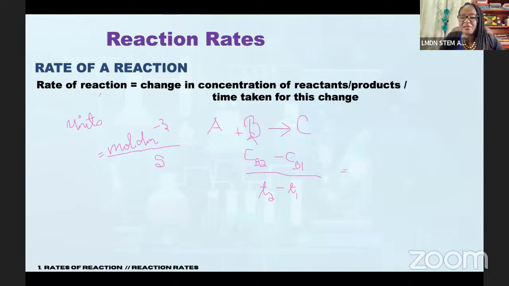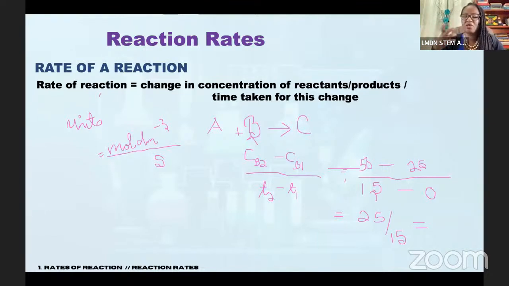Depending on what my concentration of B was at T2, let's say it was 50, then I would have 50 minus my initial concentration. Let's just say that was 25 for argument's sake. And say my T2 was 15 seconds and my T1 was 0 seconds, then we're trying to see how much the concentration changed divided by how long it took for that change to occur, and then that would be my rate, right? At a very high level, this is how we think about the rate of a reaction. It's the change in concentration of your reactant or your product divided by the amount of time that it took for that change. So it's just a rate. How fast is something changing, right? So that's typically what we mean by rates.